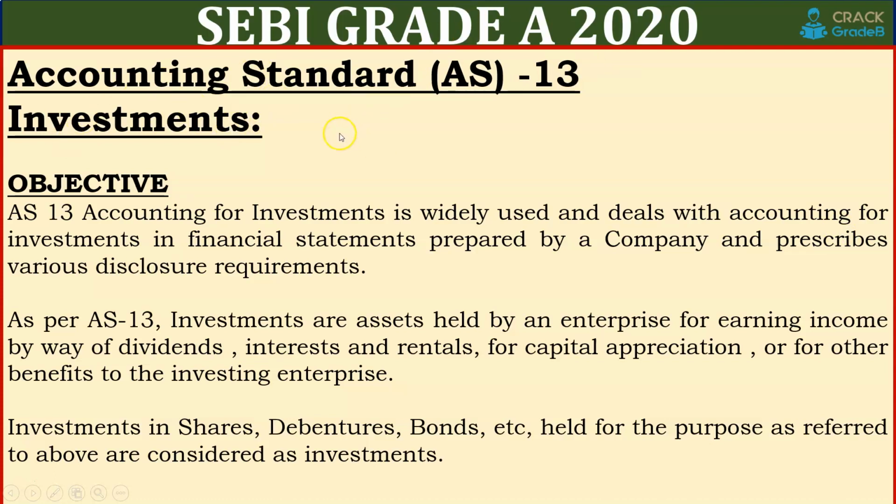Before starting any accounting standard, we have always seen that the first thing that we start with is the objective, and we always end with disclosures, the disclosure requirement as per that accounting standard. So here let us start with the objective. Accounting Standard 13, Accounting for Investments, deals with accounting for investments in financial statements prepared by a company and prescribes various disclosure requirements.